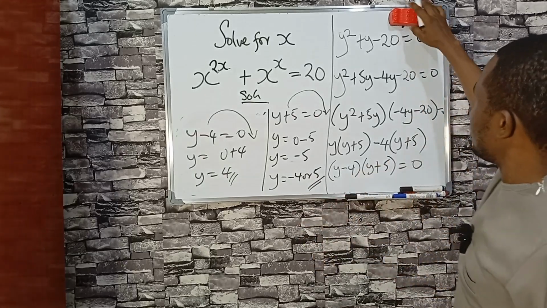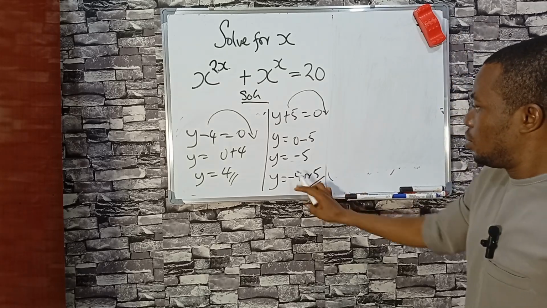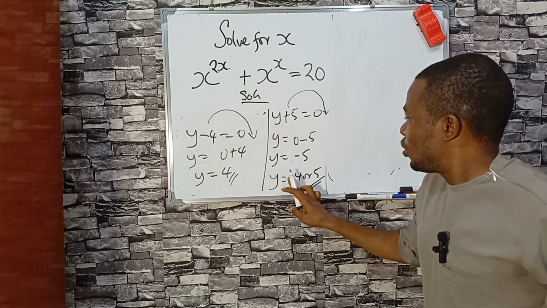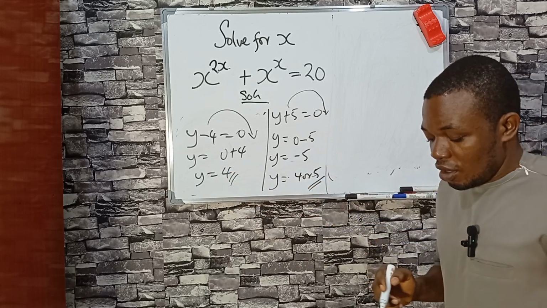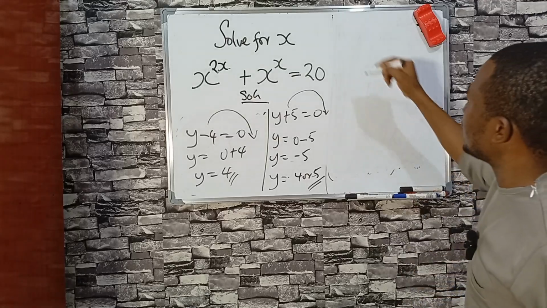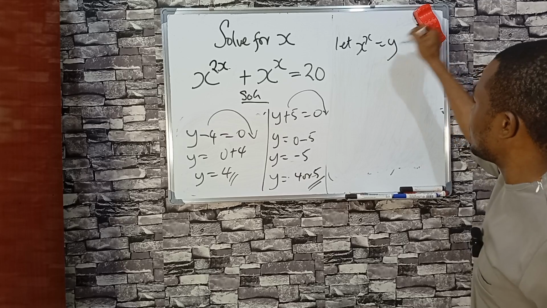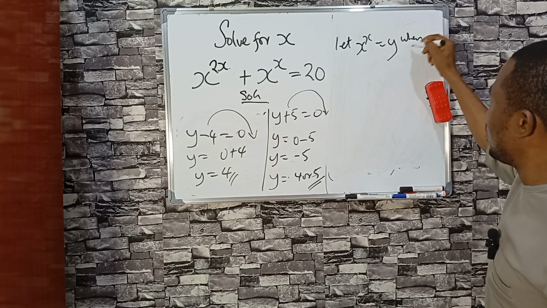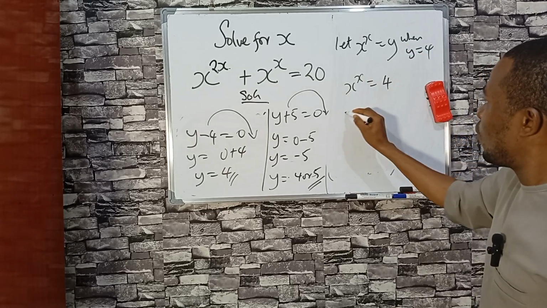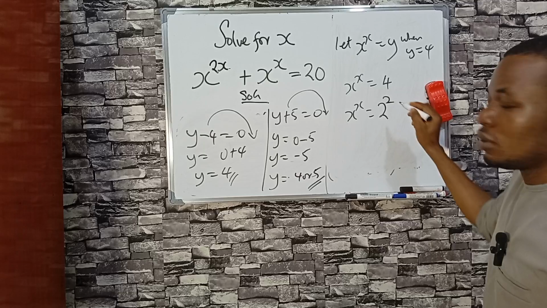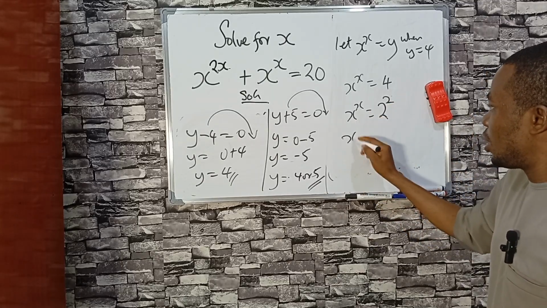But we will check the positive value of y. Oh, sorry, I made a mistake here. y is 4 or minus 5. So we take the positive value of y, which is 4. Now we said let x raised to the power x equal y. When y is 4, x raised to the power x equals 4. So 2 squared is 4. So if you compare, that means our x equals 2.